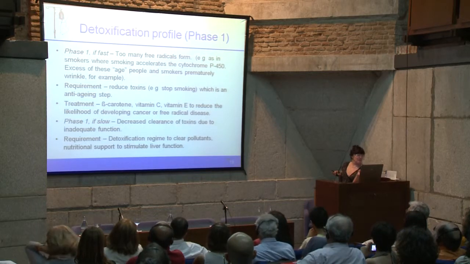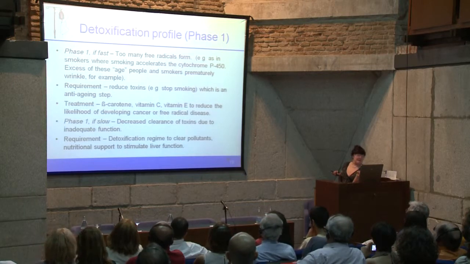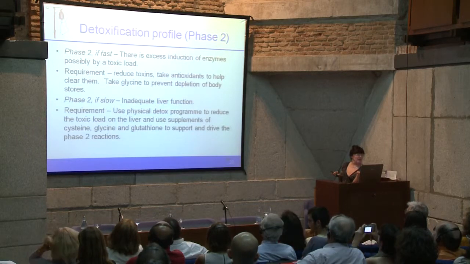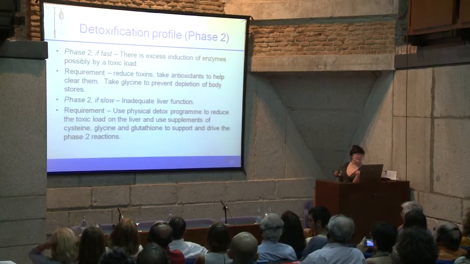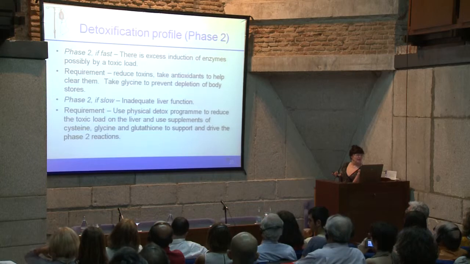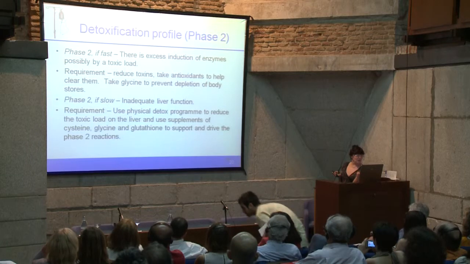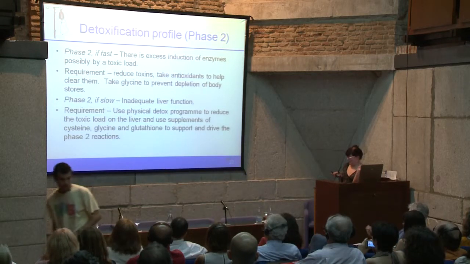The treatment, if you've got poor phase one function, is beta-carotene, vitamin C, vitamin E. Phase one, if it's slow, will be decreased clearance of toxins, and you need to support the detox program profiles of the individual. And phase two, if it's fast, there's excessive induction of enzymes, possibly by a toxic load. You have to reduce the toxins, take antioxidants. Phase two, if it's slow, there's inadequate liver function, and you have to use things to improve liver function.